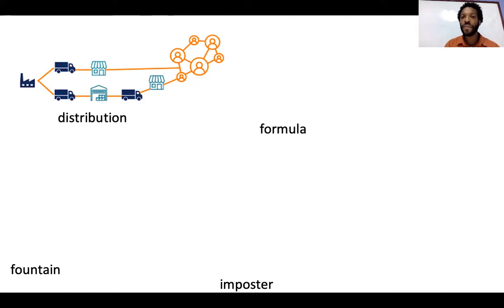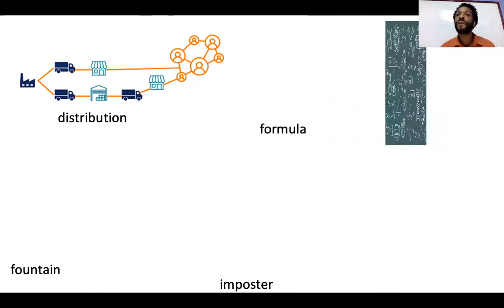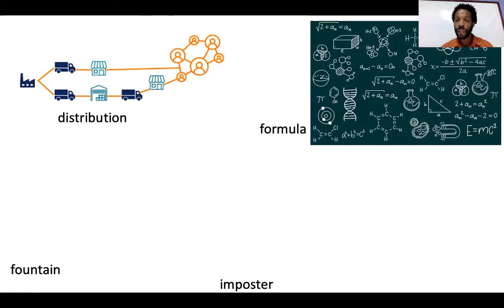The next word is formula. Formula are the chemical components that we put together to get the result. So A2 plus B2 equals C2. This is a formula to tell us how to get an answer to something, an equation.